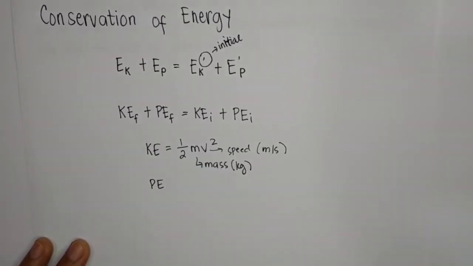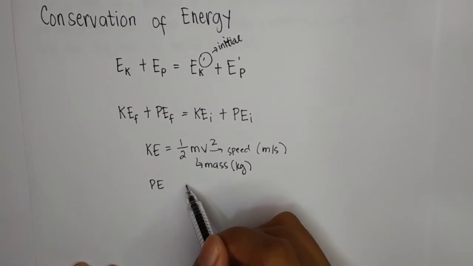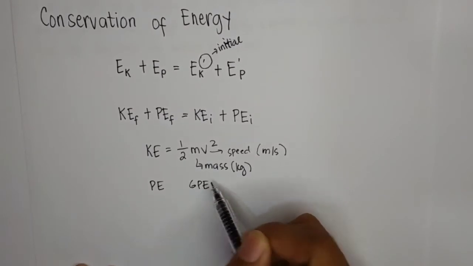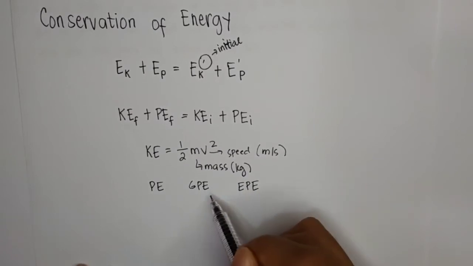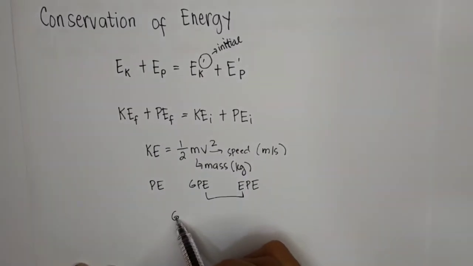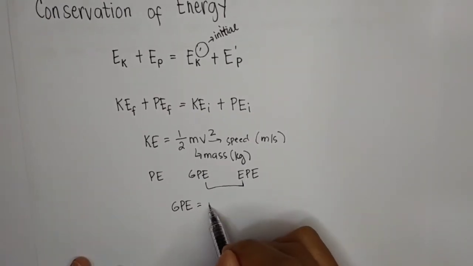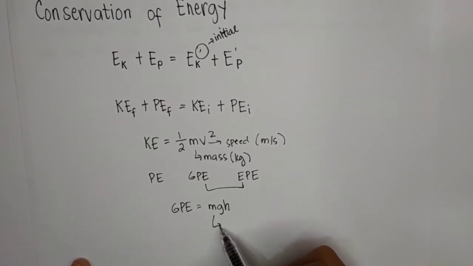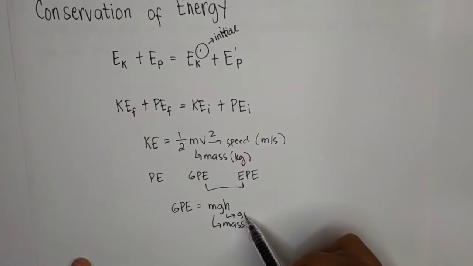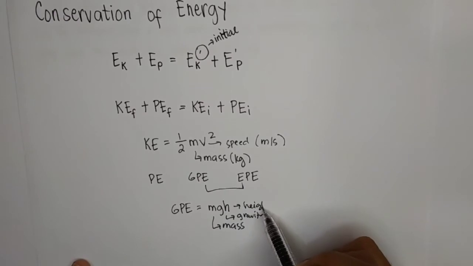'Di ba sa potential energy natin, we have two basic forms of potential energy. We have here our gravitational potential energy and we have here our elastic potential energy. So, ano yung GPE natin? We have here our gravitational potential energy, that is mass times gravity and our height, that is mgh. Yung m natin is mass. Yung g natin, that is our gravity, and yung h natin, that is our height.